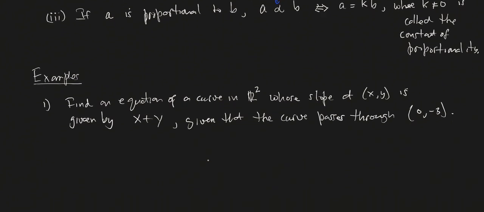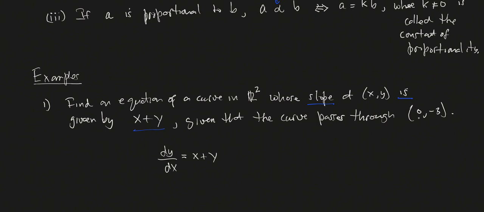Well, this one's fairly easy to translate into a differential equation because it tells us that our slope is x plus y, right? So it tells us that our slope is x plus y, but what is the slope of a curve in R2? It's the derivative, dy dx. So it's telling us that dy dx is equal to x plus y. So there's a differential equation, right?